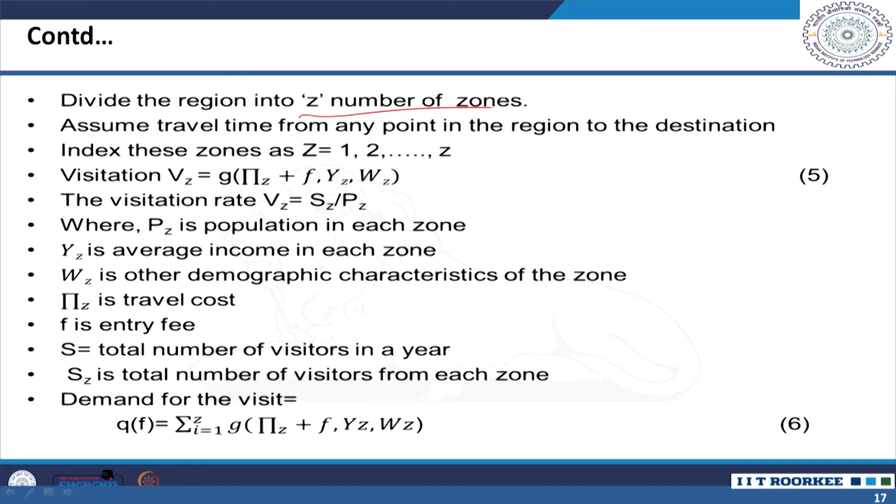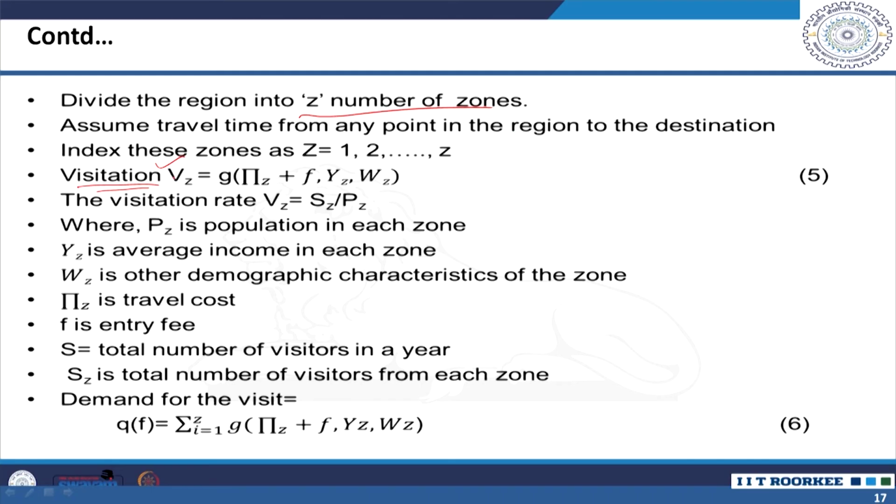So, we can say that if we are dividing these zones of origin of visitors into Z number of zones, then we are naming them 1, 2, 3 up to Z, right. Then the next task, after grouping these visitors in terms of different zones, is to find out the visitation rates.